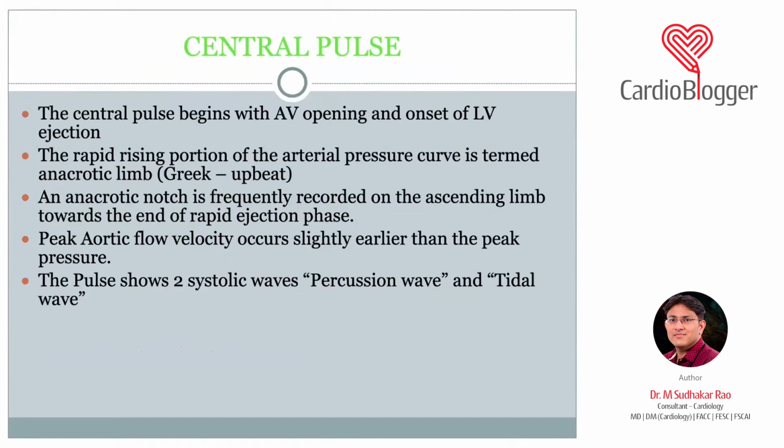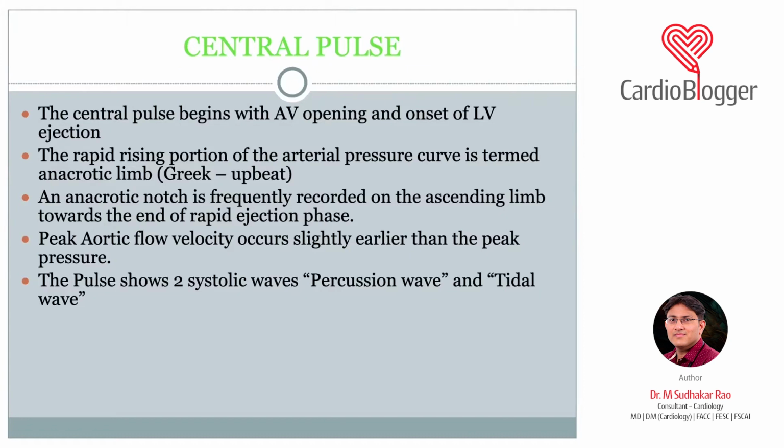Now, there are two different types of pulse. There are the central pulse and the peripheral pulse. The typical example of a central pulse is the carotid pulse, and the peripheral pulses are many, like the brachial, radial, abdominal, femoral, and many others. Now, the characteristic of a central pulse is that it begins with the aortic valve opening and the onset of LV ejection. The rapid rising portion of the arterial pulse pressure curve is known as the anacrotic limb, which I already told you, and the anacrotic notch is frequently recorded on the ascending limb.